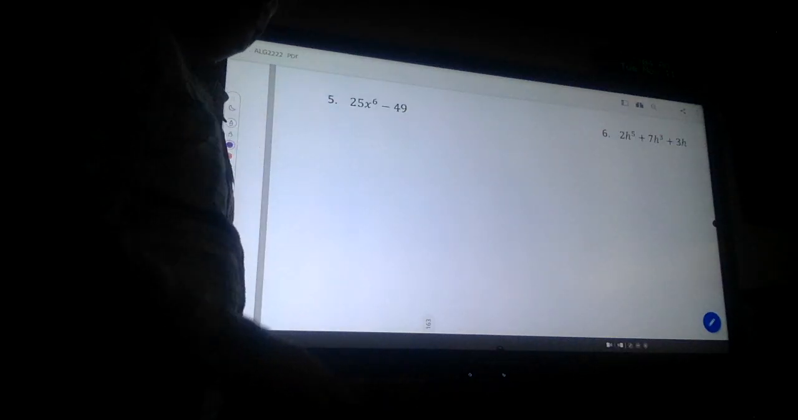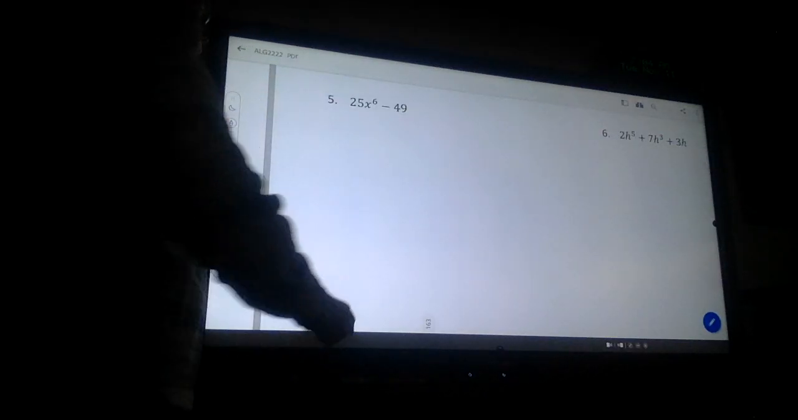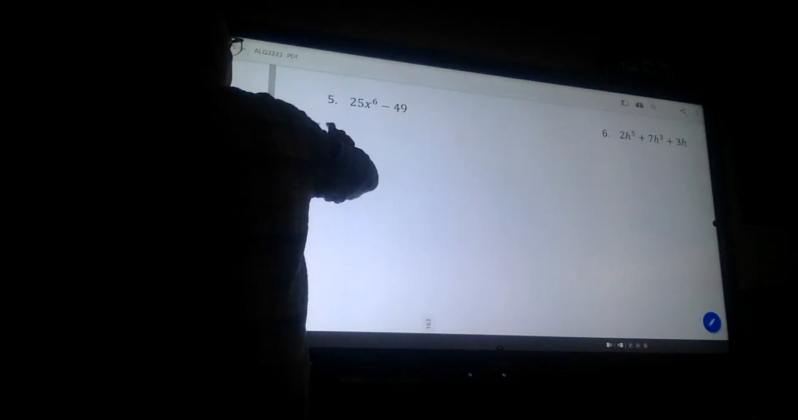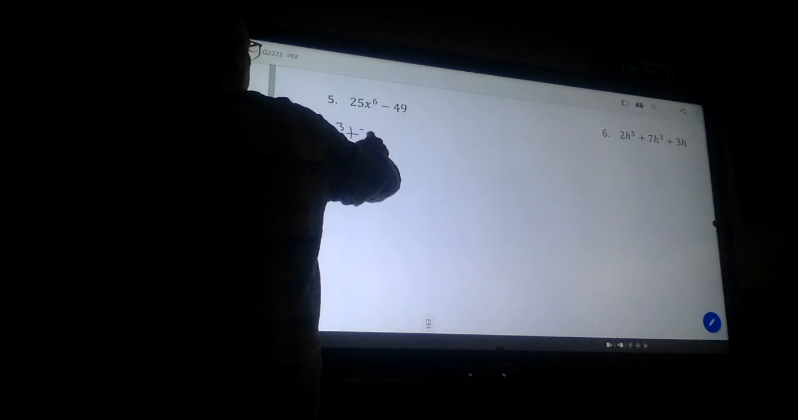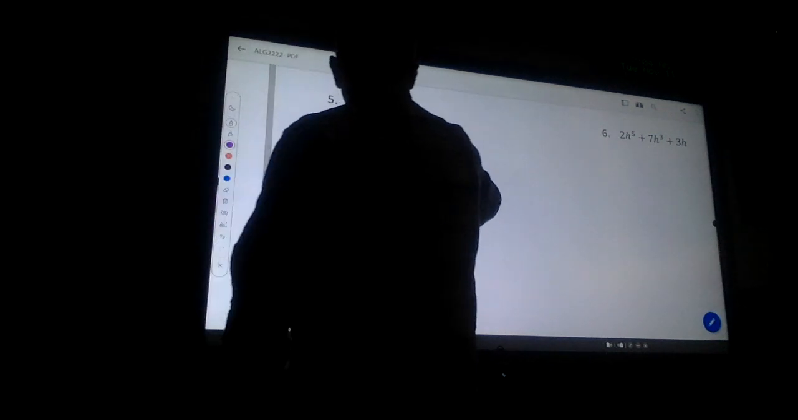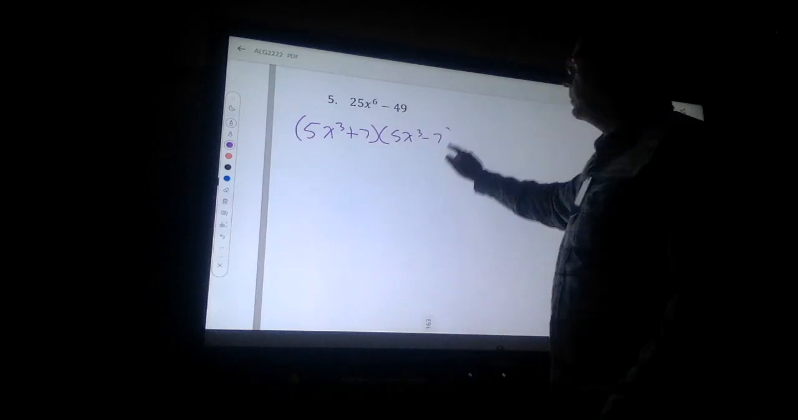Number 5 is the difference of two squares. So I'm just going to do 5x to the third plus 7 and 5x to the third minus 7. That problem's done.